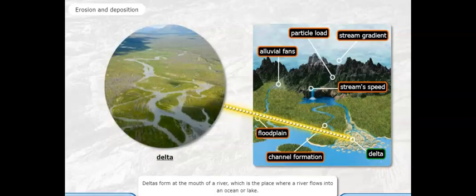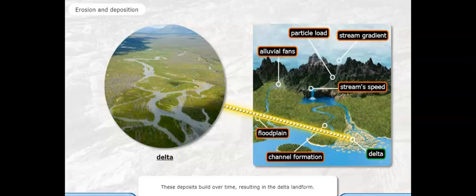Deltas form at the mouth of a river, which is the place where a river flows into an ocean or lake. As the river widens and empties into the standing body of water, it deposits some of the sediment that it has been carrying. These deposits build over time, resulting in the delta landform. Many deltas have a triangular shape, but they can have other shapes too.